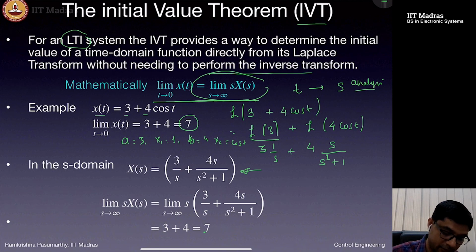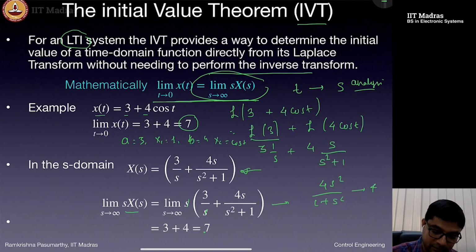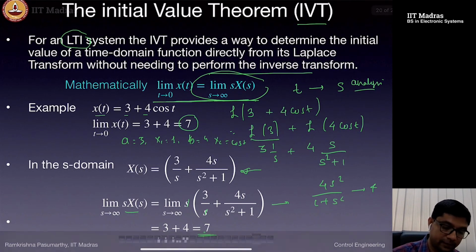Okay, so let me compute this expression. Limit s going to infinity, s times x of s will simply be, so this s and s will go away here. Here I will have 4 s square over 1 plus s square, and the limit of this as s goes to infinity will go to 4. Again, you can just use some tricks here of dividing by s square and so on. So the value turns out to be 7.